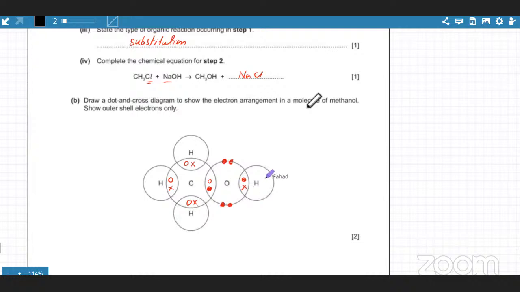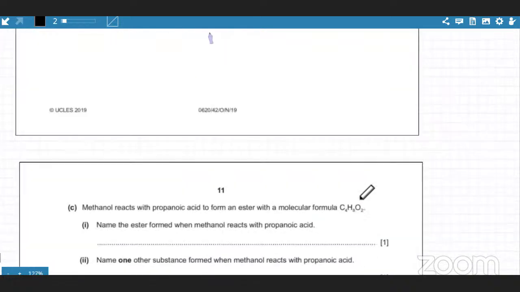Hydrogen only had 1 electron, so nothing is left. Carbon had 4 electrons. It ended up sharing 4 electrons. So carbon also has nothing left. Anyways, we're done with the dot and cross diagram.